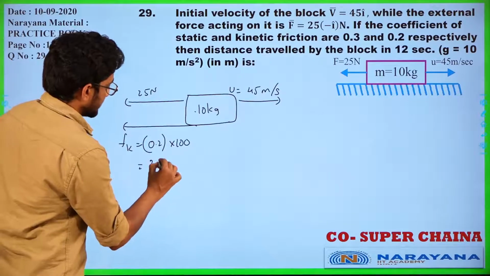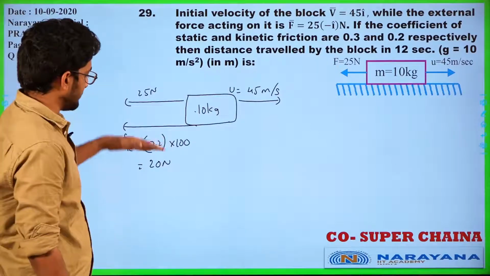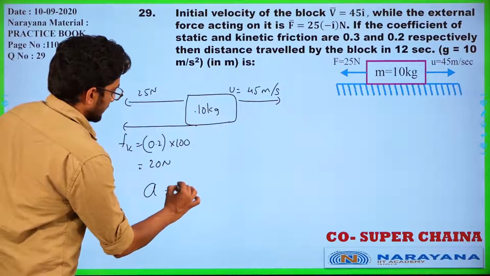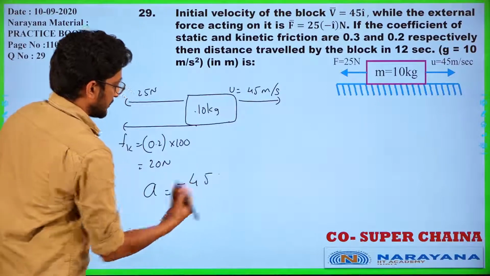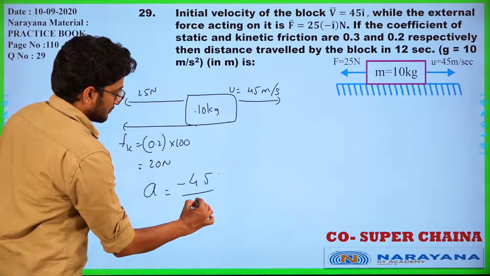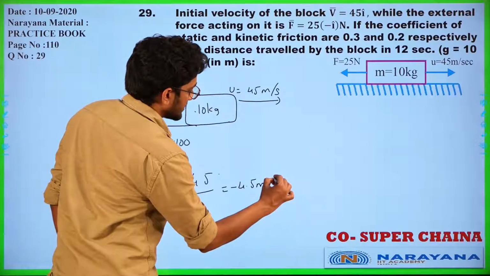So that is 20 newtons. Right. So we can say net force acting in opposite direction is 25 plus 20, that is 45. So how do I find acceleration? Acceleration is force acting, minus 45, that is opposite to velocity, divided by the mass. So acceleration of this block is minus 4.5 meters per second square.